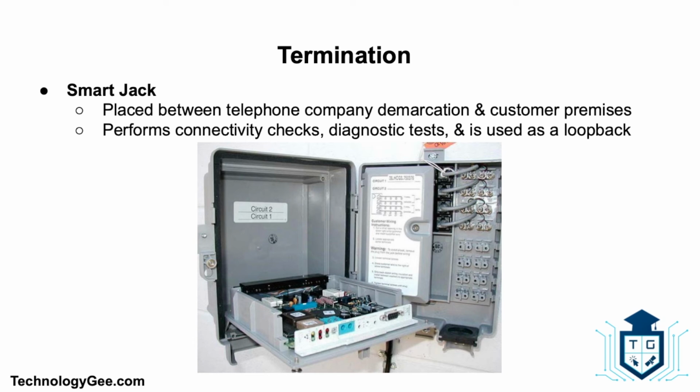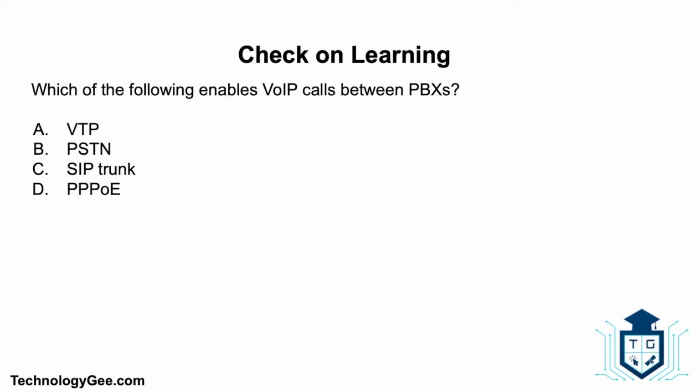So a smart jack, this is a smart and intelligent device placed right between the telephone company's demarcation and customer premises that performs connectivity checks and diagnostic tests. A very common capability provided by a smart jack is loopbacking, such that the signal from the telephone company is transmitted back to the telephone company. This allows the telephone company to test the line from the central office without the need to have test equipment at the customer site. All right, that is my quick little class.